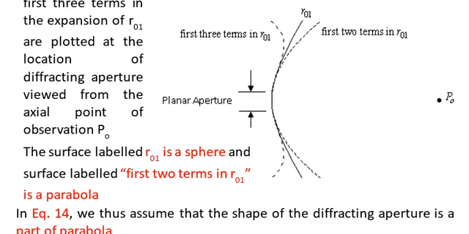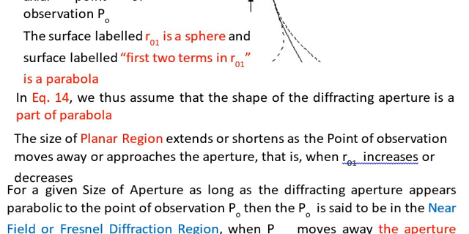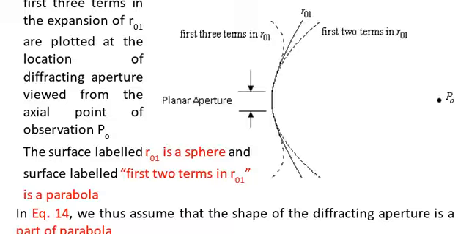We are talking about the parabolic region of this curve. The size of the planar region extends or shortens as the point of observation moves away from or approaches the aperture. That is, when R01 increases or decreases, the linear aperture will increase or decrease accordingly, because you know that the size of the sphere will increase, and of course the planar region will also increase if you increase the value of the radius R01.